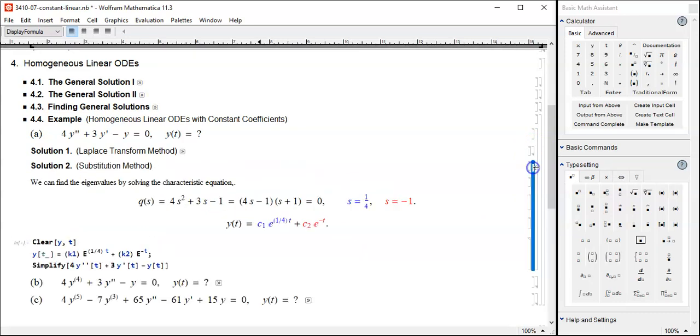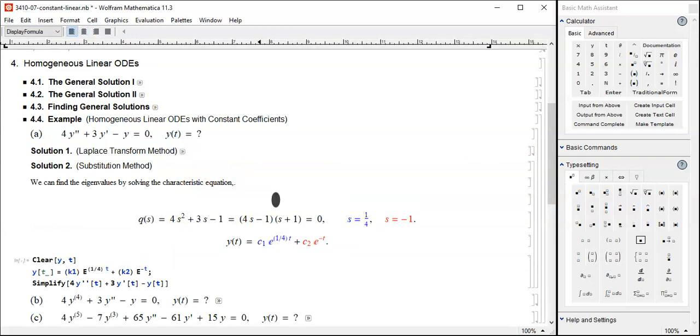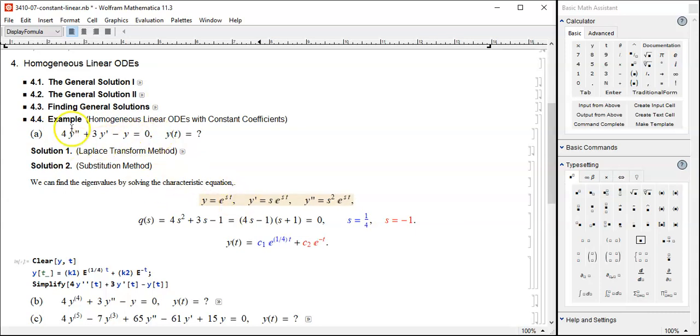How about the substitution method? Well, if I plug in all those exponentials, you see, y is e to the st, y prime is s times e to the st power, y double prime is s squared times e to the st. So plug everything in and then simplify what you get.